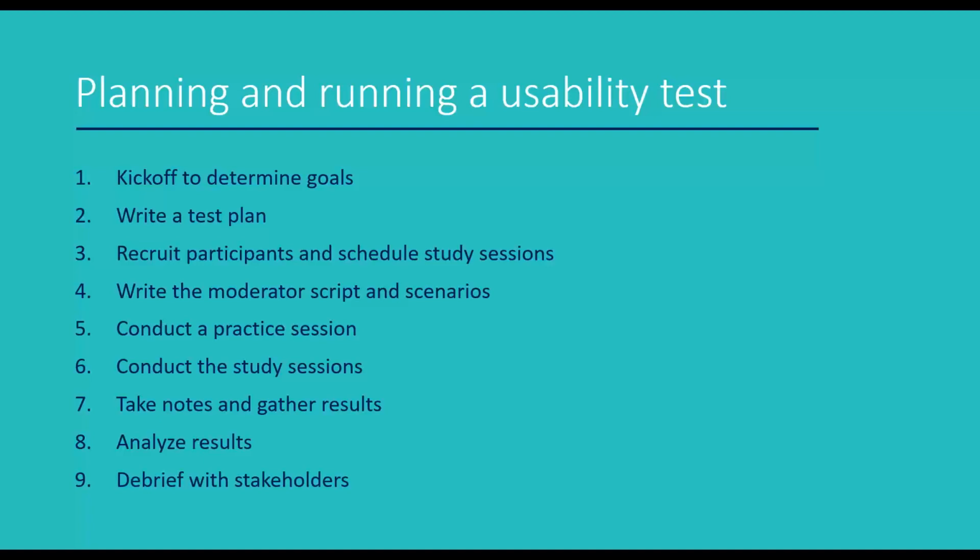So after you run the practice session, if you need to make any adjustments to the test, you should do that. If you don't have to make any adjustments to the test and the practice session went off perfectly, and the participant that you used is actually one of your real users, then you can include those results in your final study results. If you had to change the test or you weren't able to use a real user, you should not use those results. You should just toss them off to the side. That was just for practice to make sure you had everything set up and ready to go for your real users. Then obviously you need to conduct the study sessions.